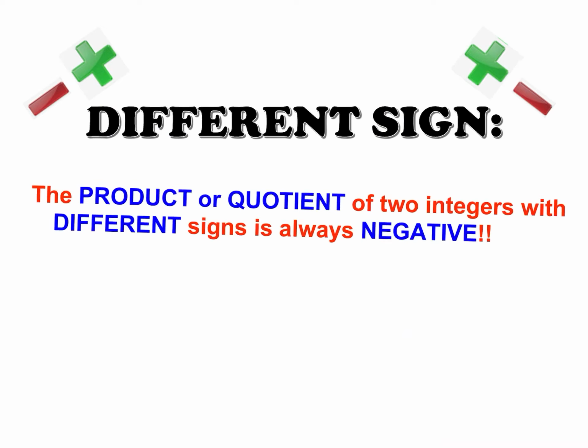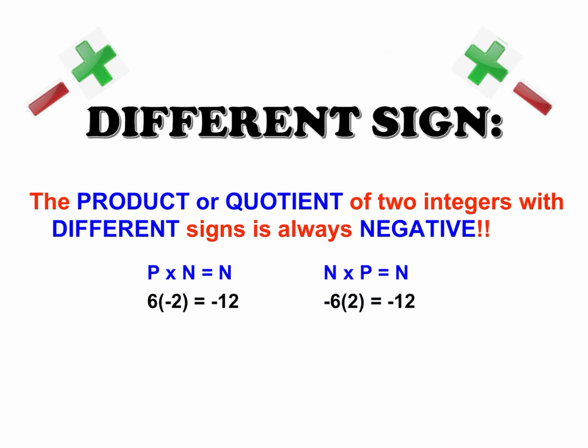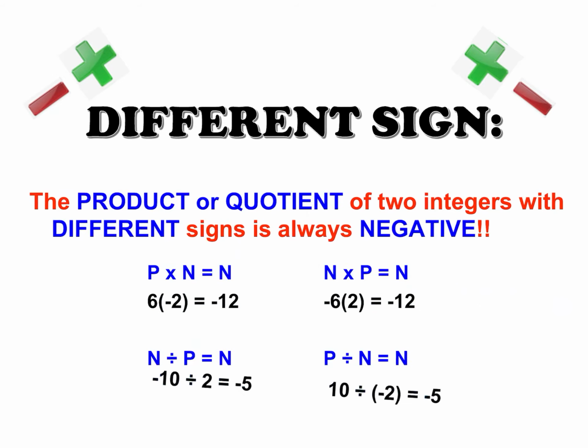When the signs are different, the answer is always negative. So if you have a positive times a negative, like in these examples, 6 times negative 2. Lots of times if you just see the parentheses, that just means you're multiplying. You might not see a multiplication symbol anymore, and that means it's going to be negative 12. And also if we flipped it around and did negative 6 times positive 2, you're also going to get negative 12. Today is pretty easy because you're going to be dealing with integers, so no decimals, no fractions.